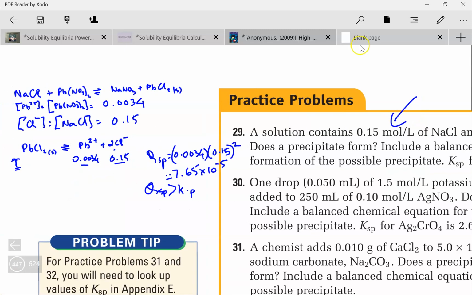What that means is these values that I have here are too high. My QSP is too great, so to maintain equilibrium I will shift to the left, and to the left I form my precipitate. So precipitate will form, that's a check.